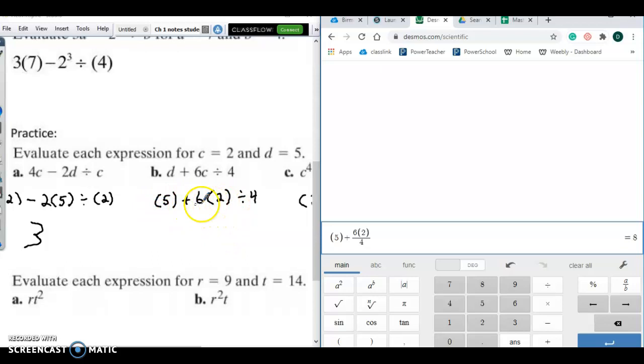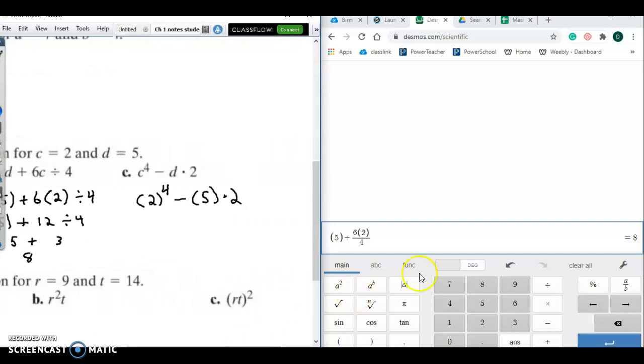So if I'm looking at order of operations, this is 5 plus 6 times 2 divided by 4. Left to right, I would do the 6 times 2 first. So we have our 5 plus 12 divided by 4. So now as I start working them, I can leave that in parentheses just to show you. So 5 plus 12 divided by 4. I'm going to do 12 divided by 4 first. So 12 divided by 4 is 3. And then 5 plus 3 is 8. So it's still giving us the right answer, which is good.